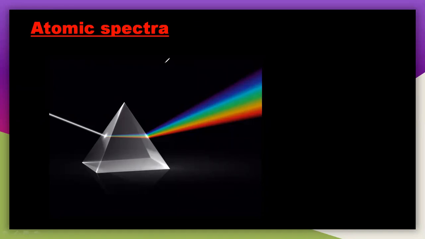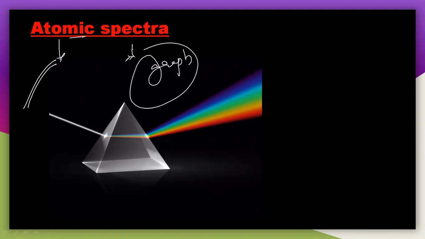Atomic spectra means that there is a spectrum here. Spectrum is nothing but a graph. So a graph is called a spectrum. And atomic means there is an atom. So by using the atom, we need to get a graph here.